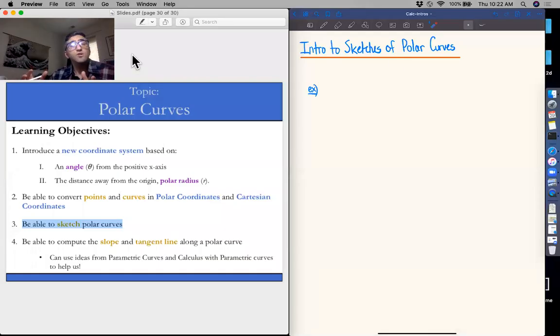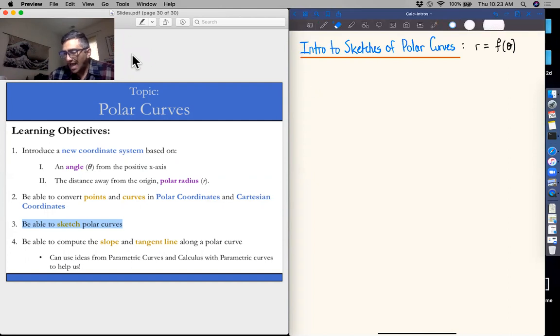Right, in this video, we're going to do a very brief introduction to how we can start sketching polar curves. In fact, what this video is really going to do is just ensure that we know how to think about polar curves and polar coordinates. So remember, when we're thinking about polar curves, polar coordinates, we're thinking about that polar radius is some function of the angle off of the x-axis.